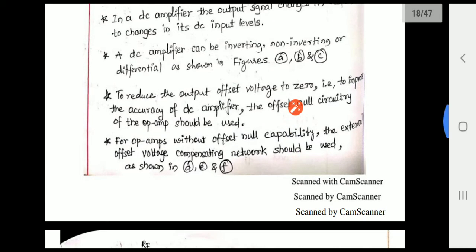So in circuits A, B and C we are going to discuss how the DC can be amplified. In figures D, E and F we are going to discuss how the null circuit will reduce the offset voltage to 0. This is only a qualitative analysis, a simple analysis here.